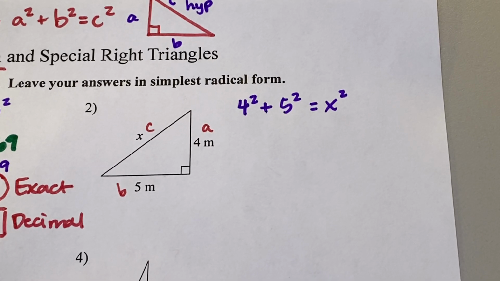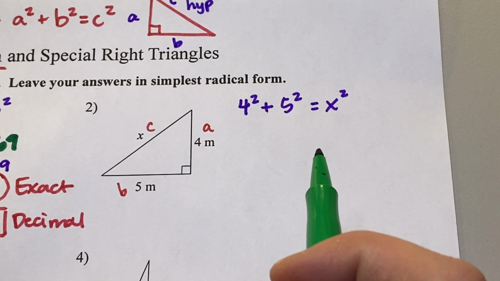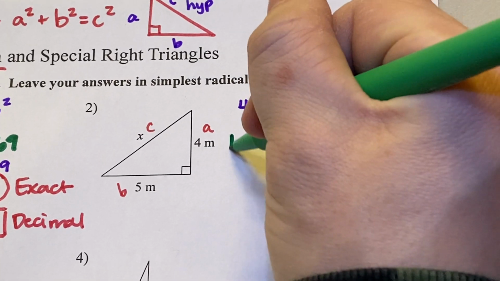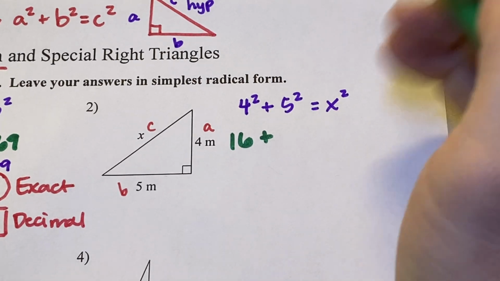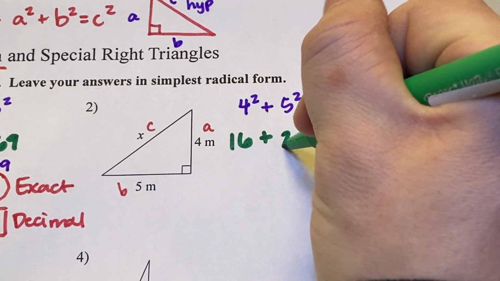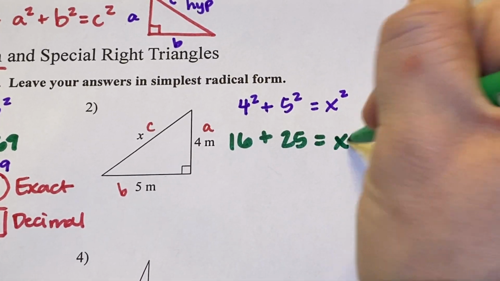Let's get rid of these squareds where we can. Well, we know what 4 squared is. What is 4 times 4? 16. And we know what 5 squared is. What is 5 times 5? 25. Okay, can't square a number I don't know, so that just has to stay x squared.